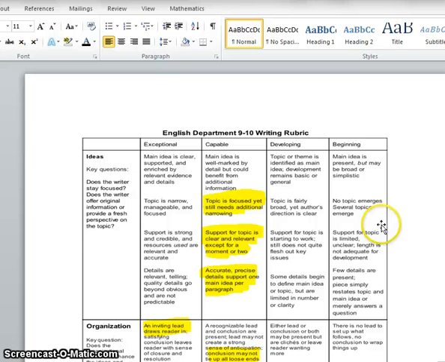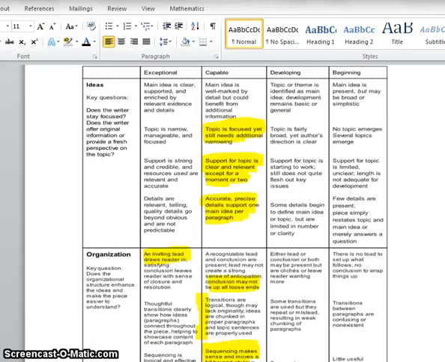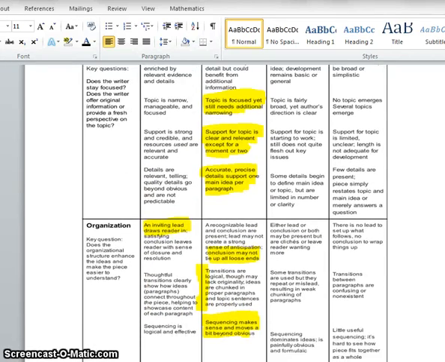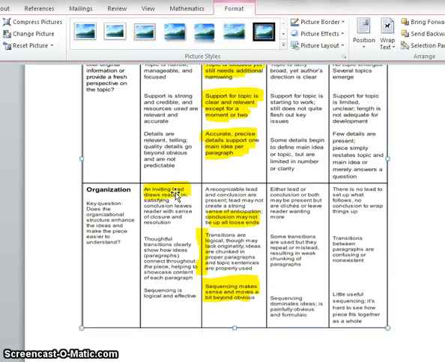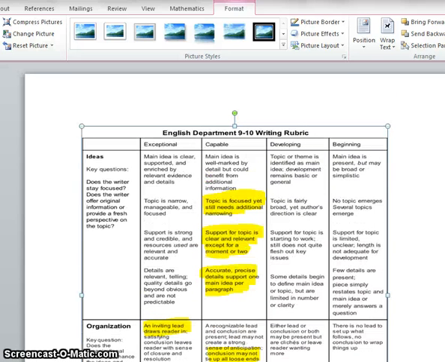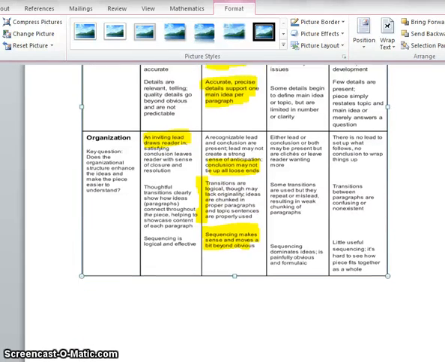Referring to the official English Department 9 and 10 writing rubric, I think that I did a very capable job, and in some parts I was in the exceptional category. For example, here, "an inviting lead draws the reader in." I thought that my hook was exceptionally good, and for all the other things I showed a pretty good and solid demonstration of knowledge.